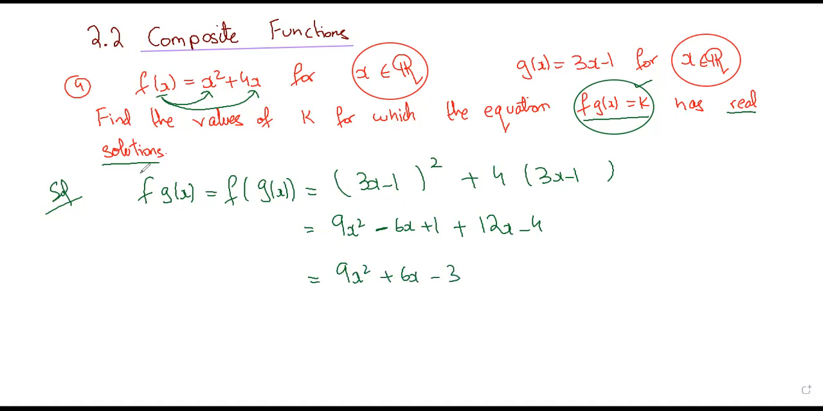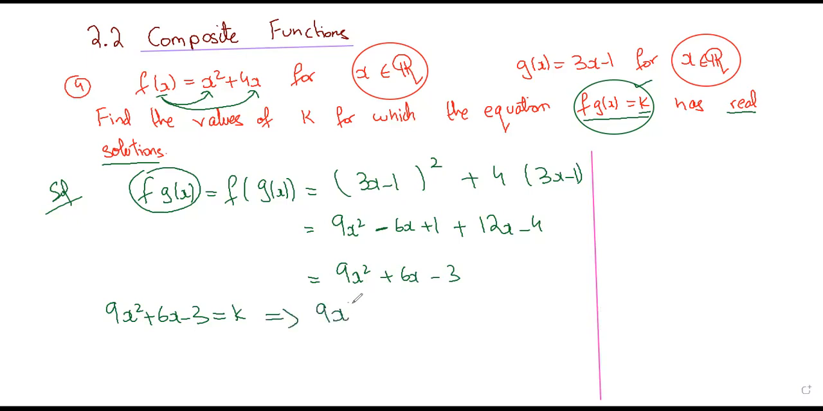Okay. And now I know that this thing is basically equal to k. So I will write down the equation as 9x squared plus 6x minus 3 equals k. This is my equation. All right. Now I will write it down this way. It's 9x squared plus 6x minus 3 minus k equals 0.